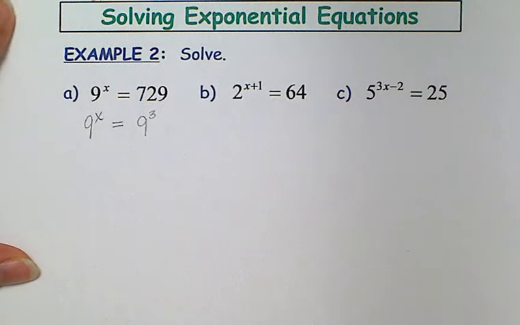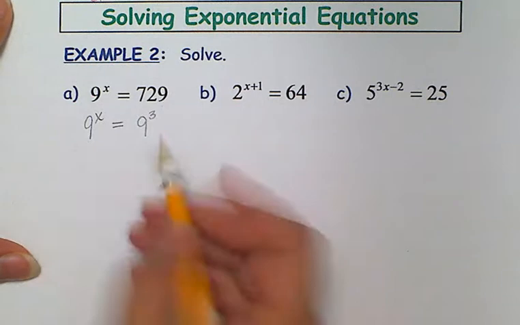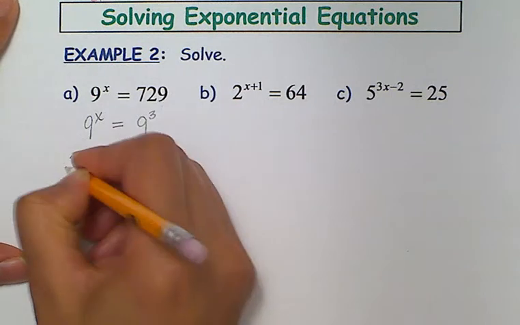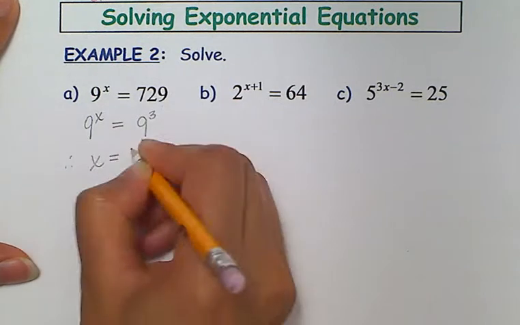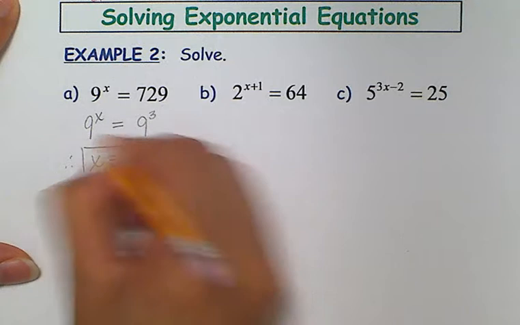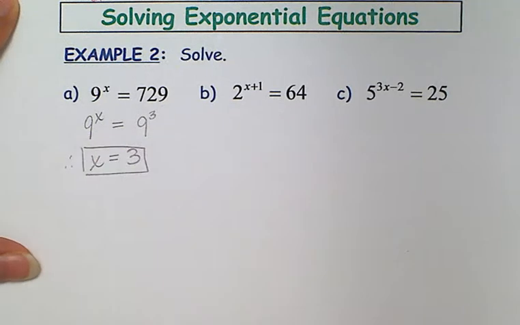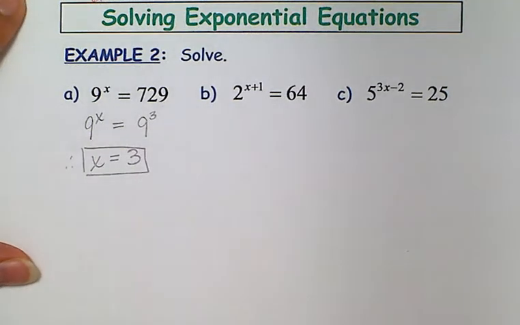And so now that the bases are the same, I didn't have to do too much work for this one. Since the bases are the same, that means that the exponents have to be equal to each other. And in this case, setting the exponents equal to each other already gives me the answer, which is 3. Okay, we can do the same thing for the next one.